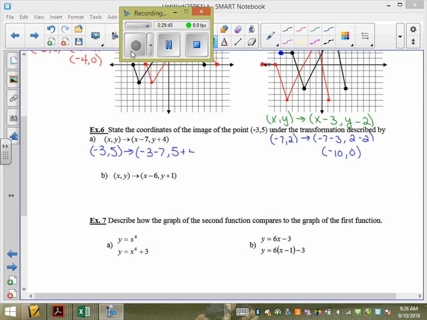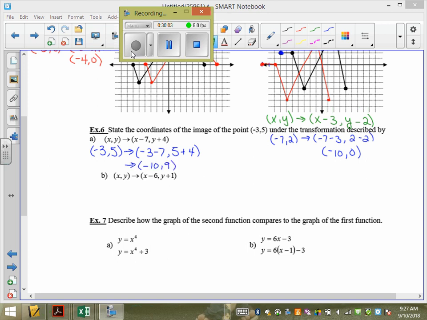Once you have your mapping done, it's brainless to do the math, right? It's just really elementary math after that. So the hardest part is getting the mapping. After that, it's literally just plugging in and getting an answer. So the mapping is the important part. So we have negative 10 and 9 is our new point.